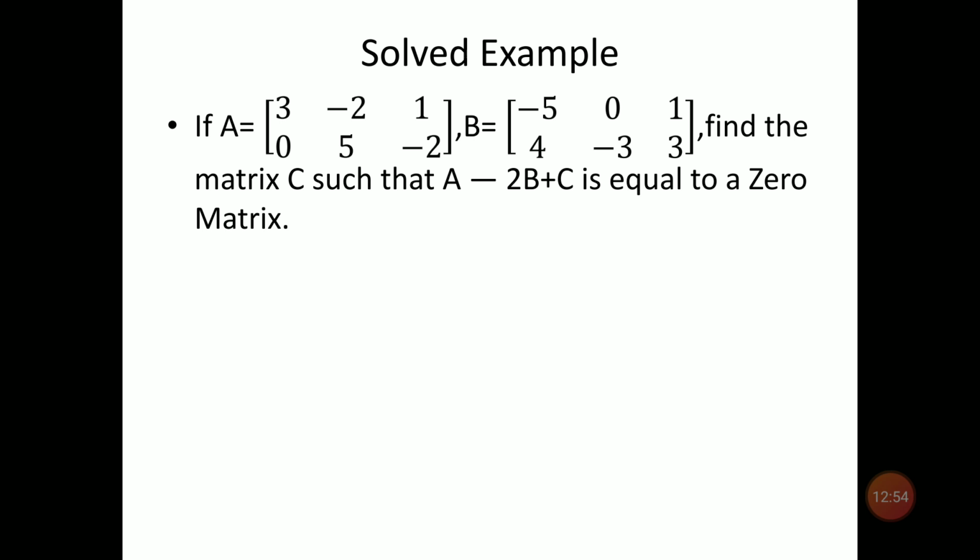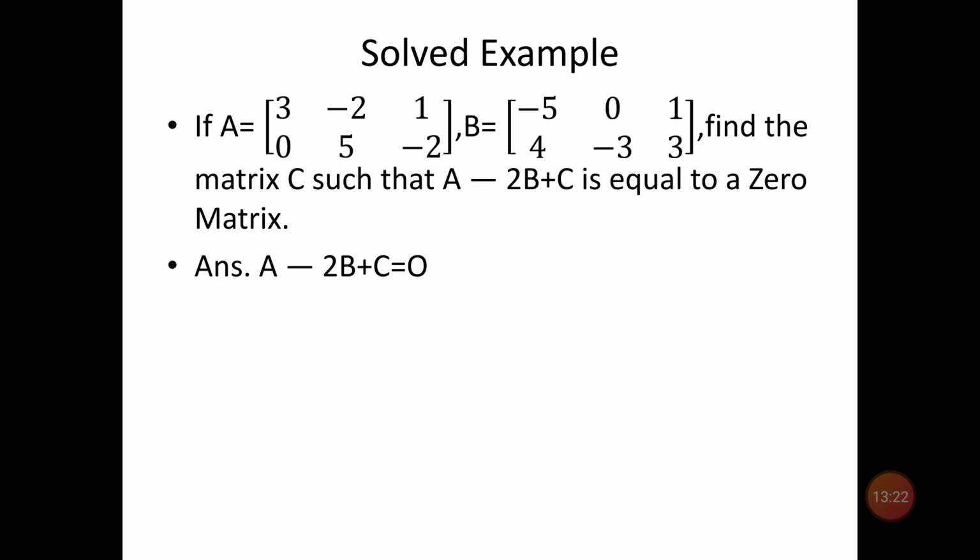Now in the same fashion we see one more example. Here A is a matrix of order 2 by 3, B is a matrix of order 2 by 3. Then find a matrix C such that A minus 2B plus C is equal to a 0 matrix. So what is a 0 matrix? It is a matrix where all the elements are 0. For this you can refer to video number 1, slide number 4, where the definition of 0 matrix is given.